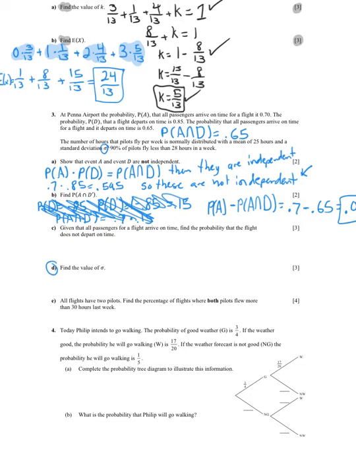Oh, am I looking at the wrong one? Find the probability the flight does not depart on time. Yeah. Let's see. I think this one's, given that all passengers for a flight arrive on time. So this one's given that they arrive on time. That's going to change the total probability.